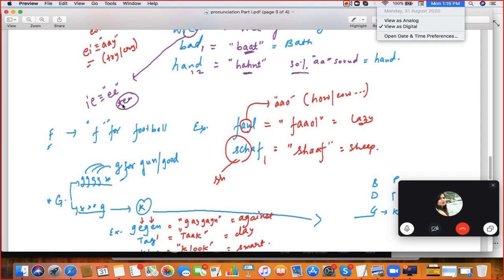Schaft. SCH is sha. And after it is one consonant. The foul and then shaft. Shaft. Correct.